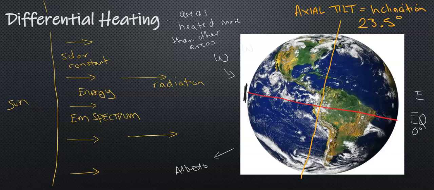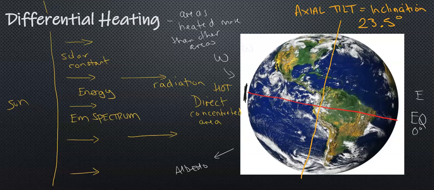So therefore, the radiation, the energy from the sun, is hitting the equator or the equatorial region in a very direct and concentrated area. So the amount of energy, the solar constant, that's hitting the equator is direct and concentrated, therefore it will become hot.